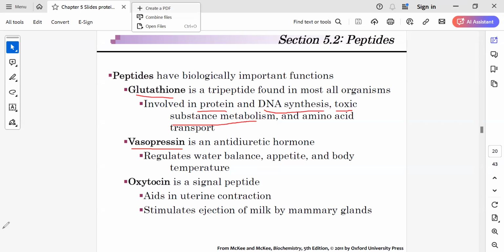So these are three examples of peptides, and they are very important. This is just to show us how important peptides are. Peptides are usually formed from 2 to 50 amino acids. So when you have 2 to 50 amino acids, then of course we have a peptide. For example, glutathione has just 3, so it falls between 2 and 50.